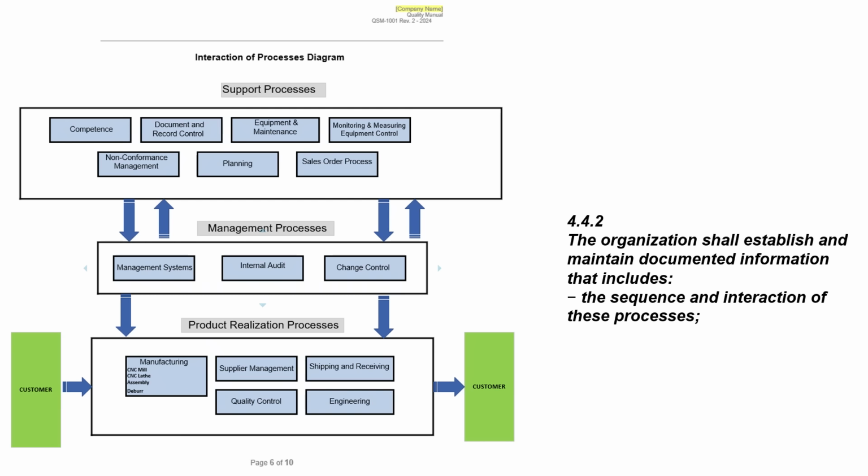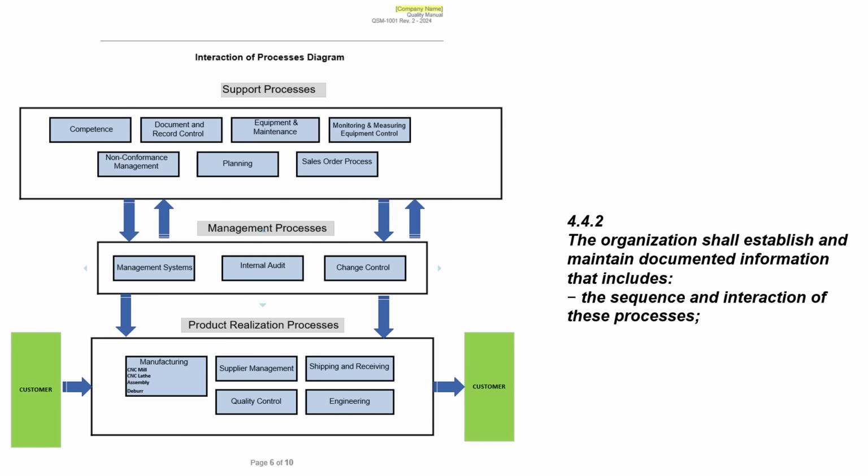If you look at the very top section, we've got support processes, which consist of competence, document and record control, equipment and maintenance, monitoring and measuring equipment control, sales order process, planning, and non-conformance management. Then we go down and we've identified what we call management processes: management systems, internal audit, and change control. Below that, we go into the product realization processes, which are broken down under manufacturing, in this case, CNC mill, CNC lathe, assembly, and deburr operations. Then we have supplier management, shipping and receiving, quality control, and engineering.